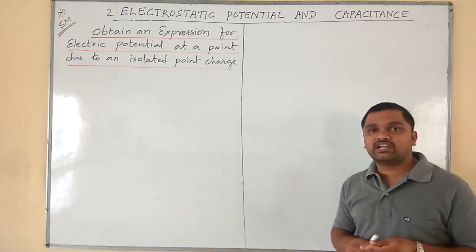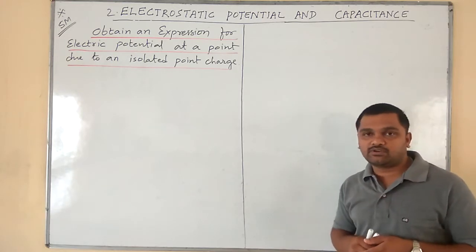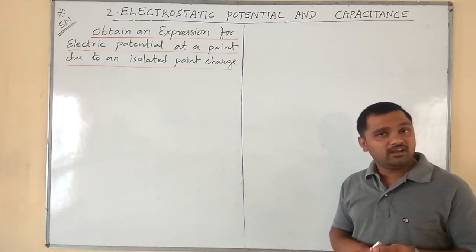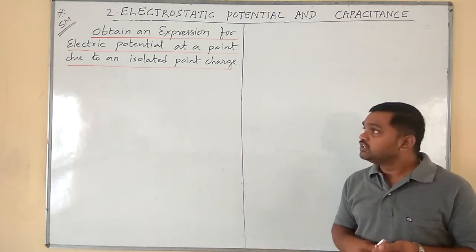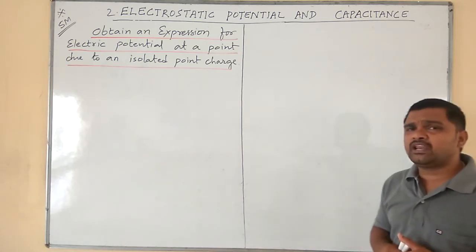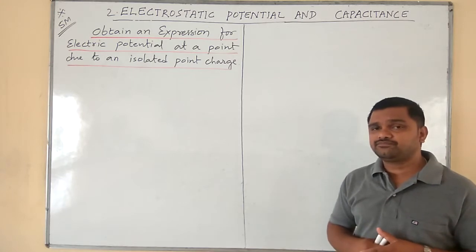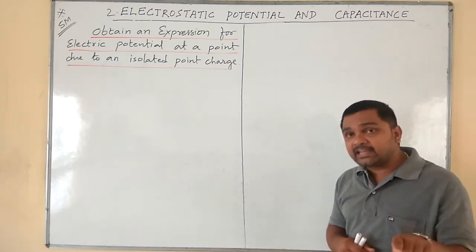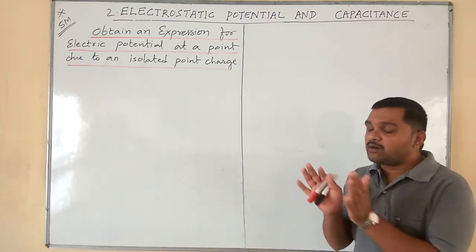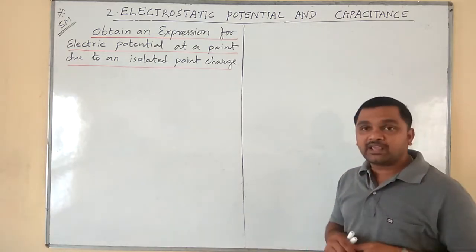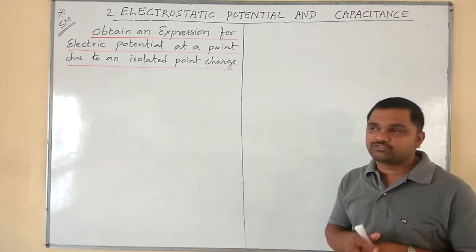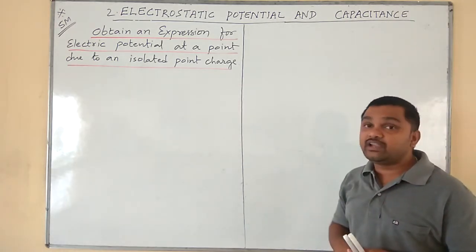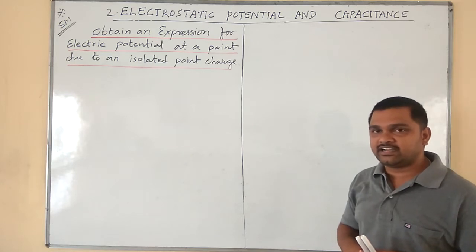In the last class, we discussed the concept of electric potential and electric potential difference, isn't it? So, what do you mean by electric potential? Electric potential at a point in an electric field is the amount of work done in bringing a unit positive charge from infinity to that point against the field direction, isn't it?